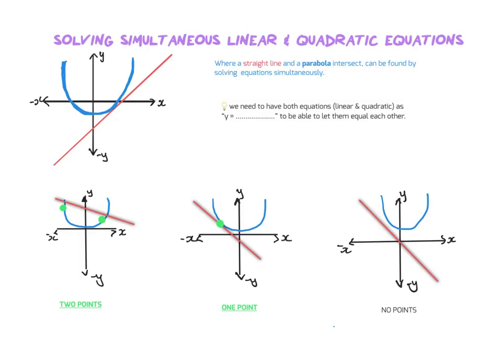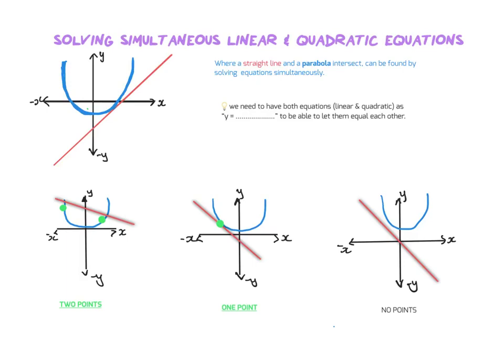Okay, today's lesson is solving simultaneous linear and quadratic equations. As you can see on the diagram, we have a parabola, which is the quadratic, and the red line is the linear. And just down here below, we've got three scenarios.